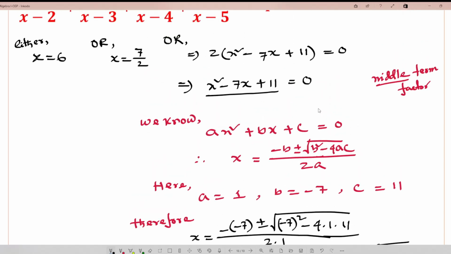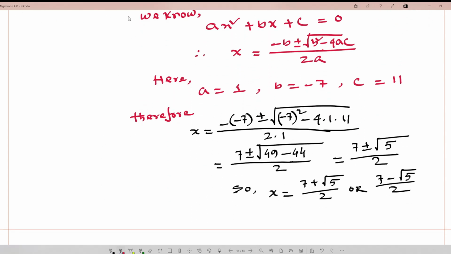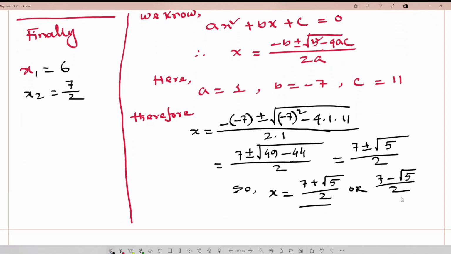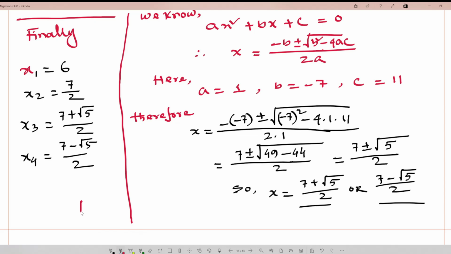So finally we can write, here we have several x values, therefore x1 equals to 6, then x2 equals to 7 divided by 2, and here we also get 2 x values. So x3 equals to 7 plus root over 5 divided by 2, and x4 equals to 7 minus root over 5 divided by 2, and this is our answer.